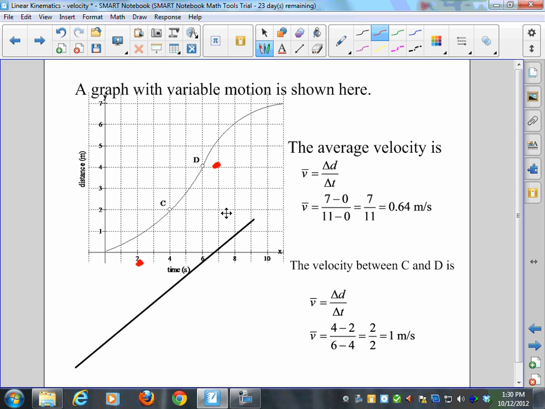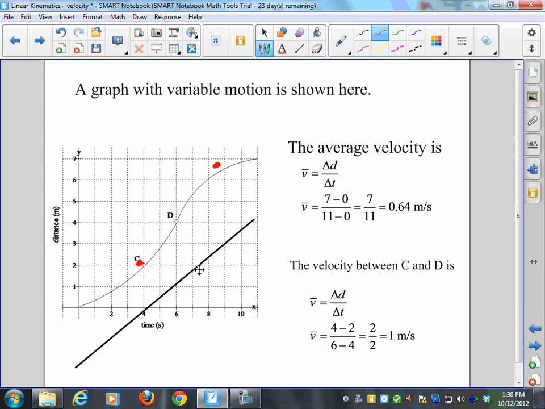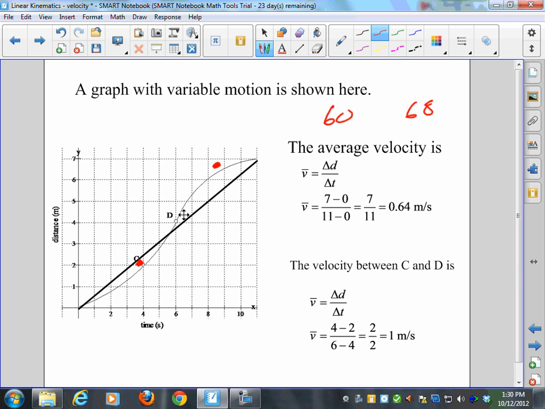It's exactly the same as if you've got a test of, say, 60, and the next unit you got a 68. What's your average? 64, right? But you never actually got a 64. Same idea. Okay, so to find average velocity, we connect the start to the finish. Now, if I want to find the velocity between points C and D, how would I do that? Well, I would just draw a line between points C and D. Maybe I'll make that a different color so it's easier to see.